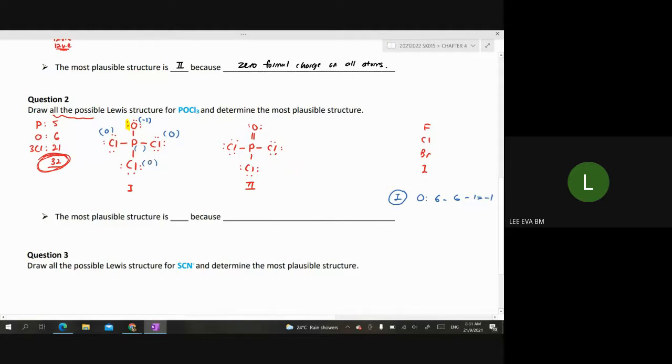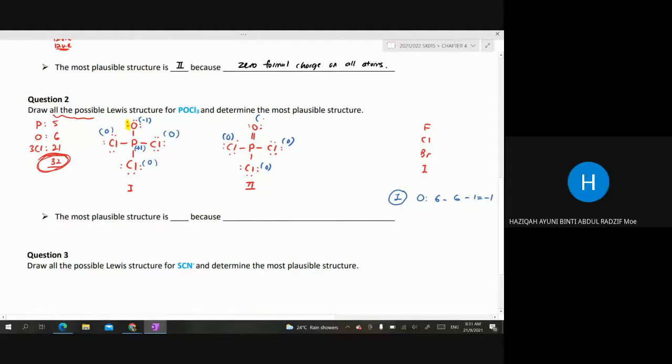How about phosphorus? For the first structure, +1. +1, +1. Okay, so we got our formal charge for the first structure already. Then come into the second structures. Chlorines are still the same. Okay, 0 formal charge.